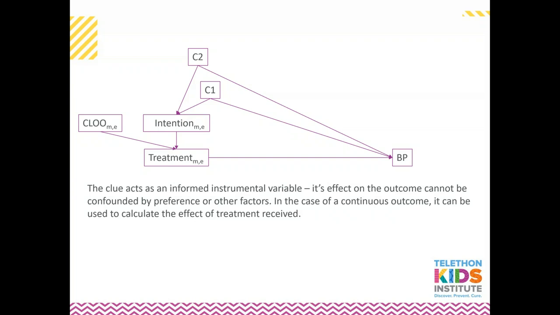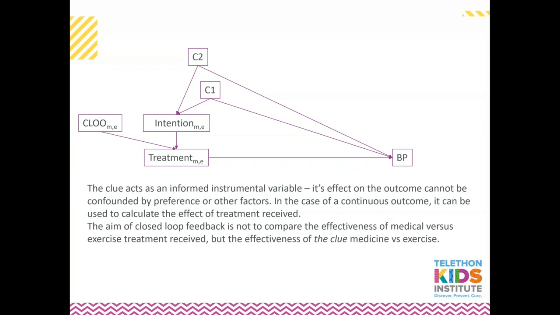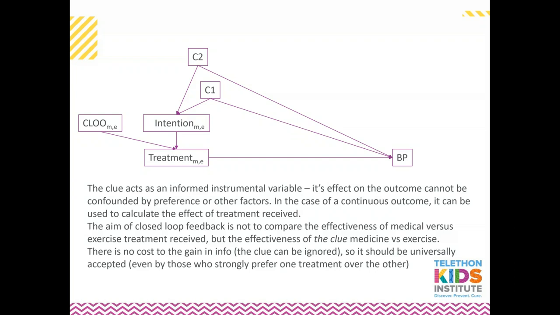on the blood pressure. The aim of the clue's closed loop feedback is not, though, to compare the effectiveness of medicine versus exercise received. It's actually to estimate the effectiveness of the recommendation that the robot gives of medicine versus exercise. As I said before, there's no cost to obtaining this clue from the robot because it can be ignored. And so it should be universally accepted.